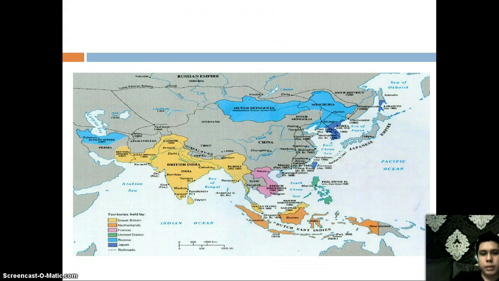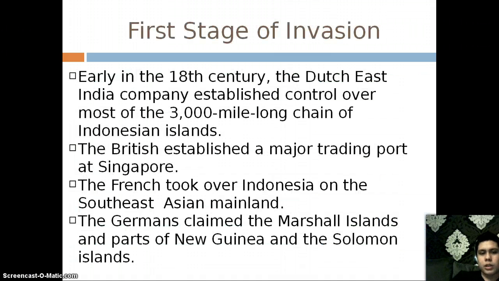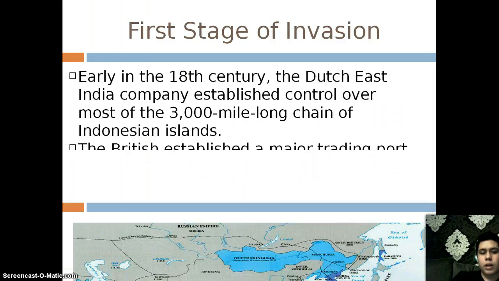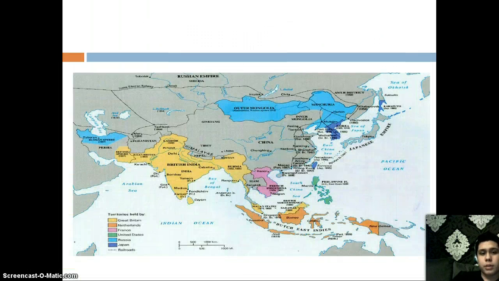This is the map of British India and other countries like Mongolia, other countries in Asia. This is the map of Asia. This is the map of Southeast Asia.